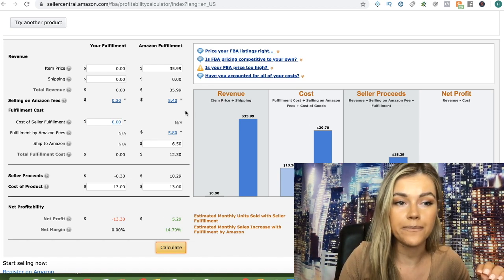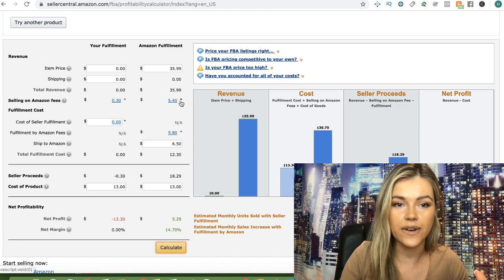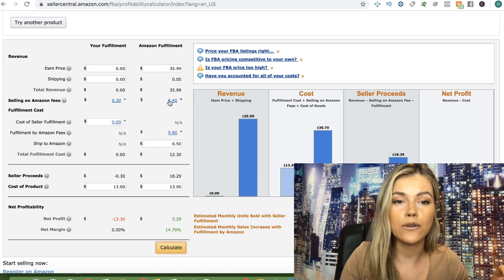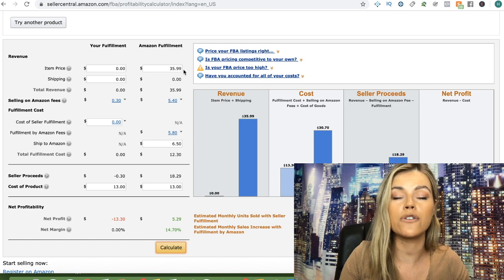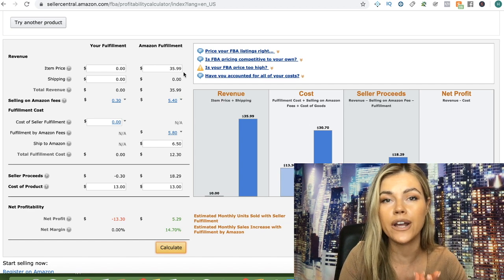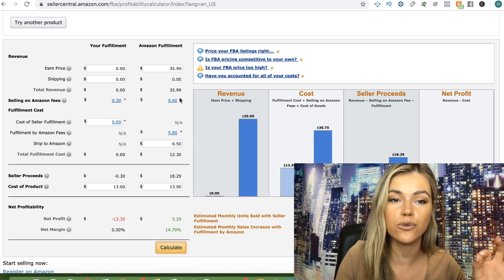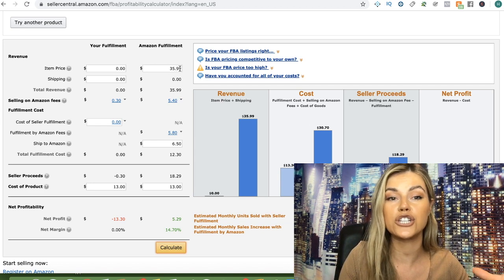So right here you see selling on Amazon fees, right? So it gives you a little breakdown. So you are paying $5.40, and where this number comes from, it's a percentage of your sale price. So depending on the category, it's going to be anywhere from 15 to 20% of your sale price. So this is going to fluctuate when you actually change your item price.